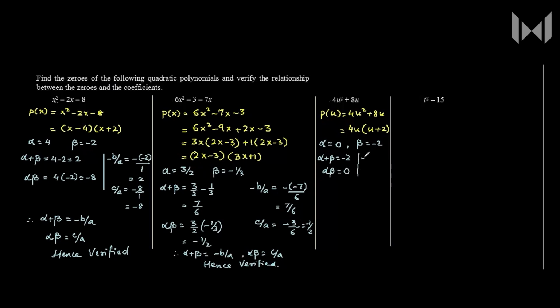Now talking about minus b by a. Now b over here is 8, minus 8 over a, which is 4. So this is minus 2. And c over a. Now there is no c, so it will be 0. And therefore alpha plus beta is minus b by a and alpha beta is c by a. Hence verified.